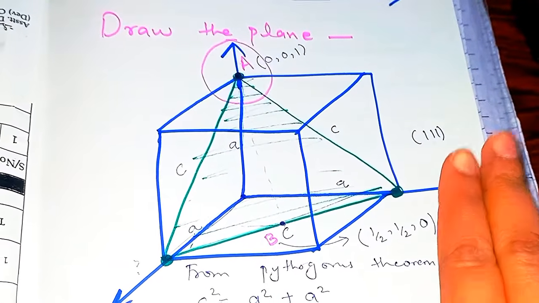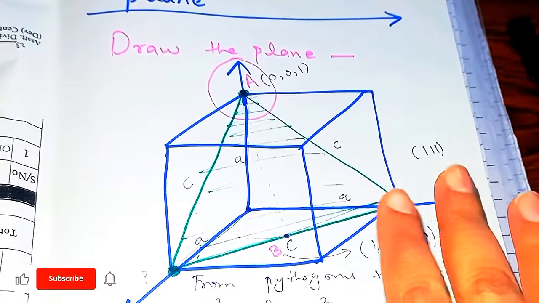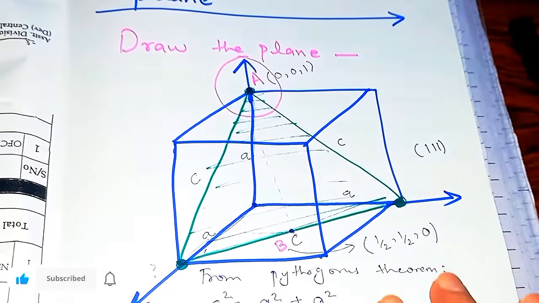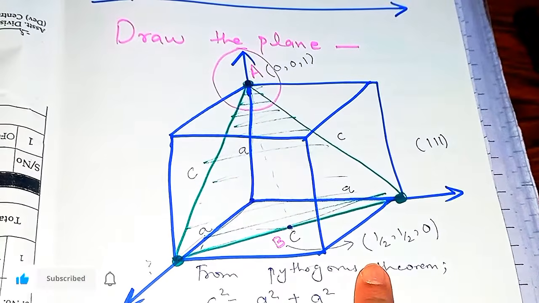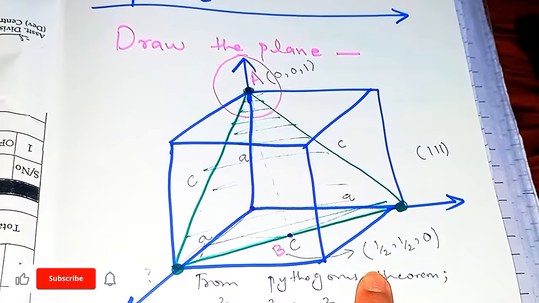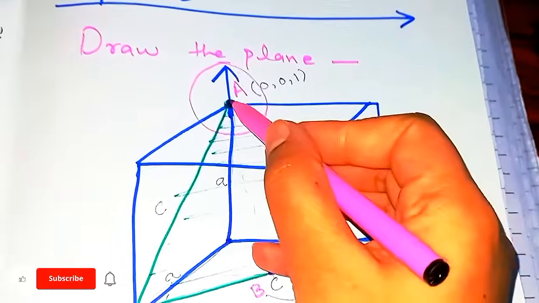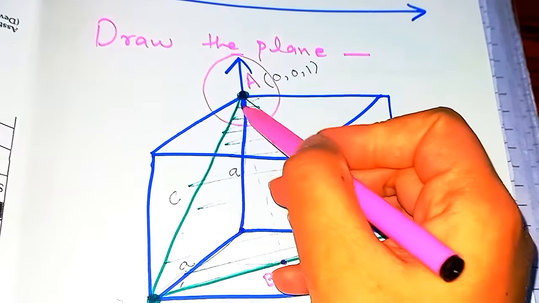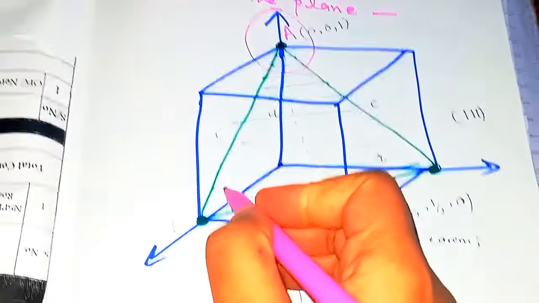That doesn't matter. The atom's contribution to the plane will be considered only when the plane is also cutting through its center. If it's cutting through any other point, then that's not acceptable, and that atom will not be contributing to the plane. So we can see here that its center is here, and the plane is also passing through this point, so that atom's contribution to the plane will be considered.